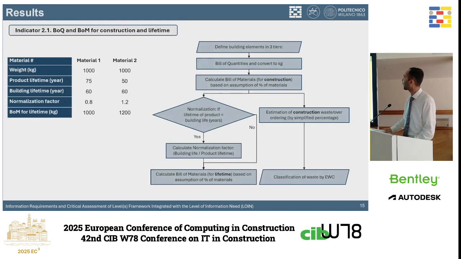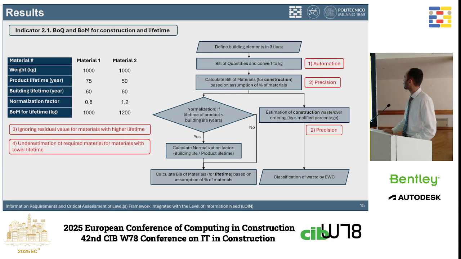formats. So the results that we have are twofold. One is related to the levels itself, and the second one is related to the integration with the level of information need and the information requirements that we need. So this is a very simple flow chart of how this indicator will work. So we provided a numerical example here, very simple to see which are the critical aspects of considering the levels.